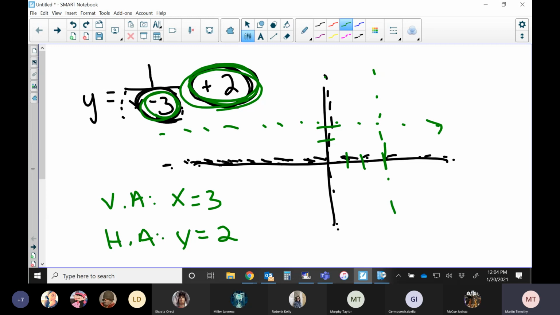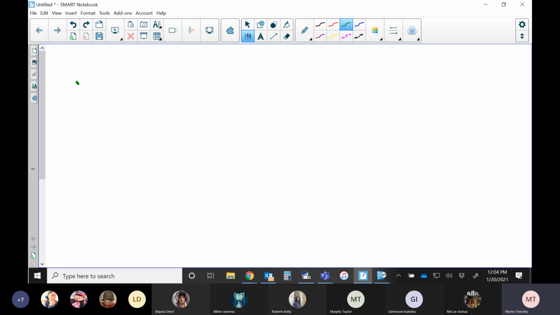This is huge. You should be able to get this by the end of today's class. You should be able to identify and label the intercepts and the asymptotes.